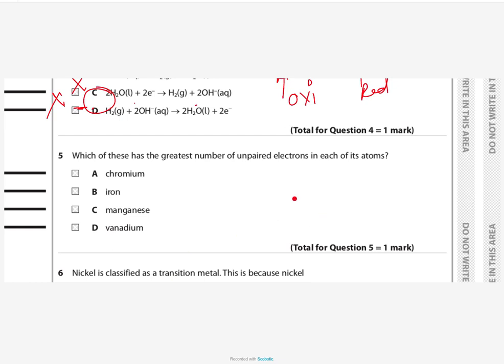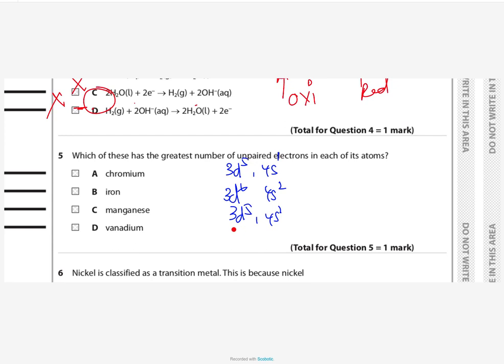Which of these has the greatest number of unpaired electrons in each of its atoms? Greatest number of unpaired electrons. For that, you have to write the electronic configuration. Chromium, if you remember, is 3d5 4s1. Iron, if you write the configuration, is what? 4s2 3d6. Am I right? Yes. Manganese, 3d5 4s2.